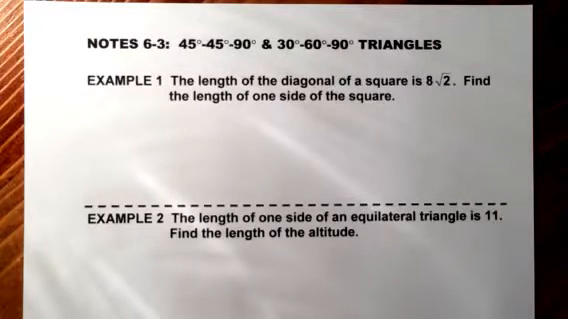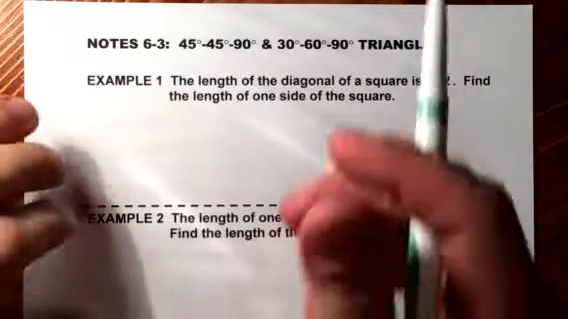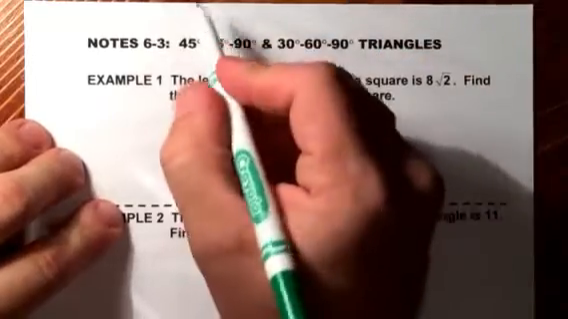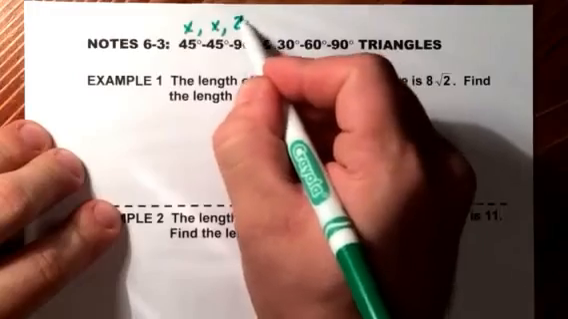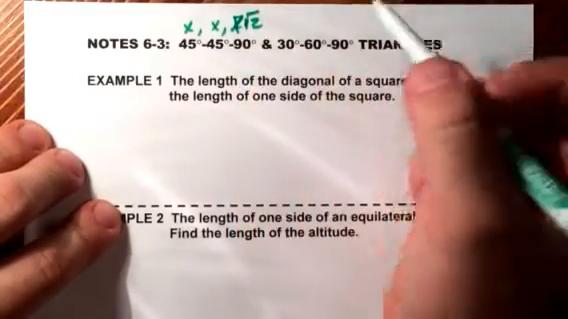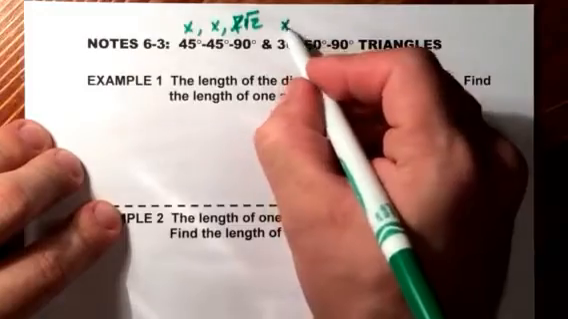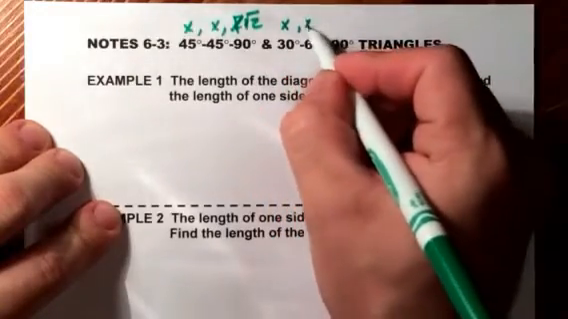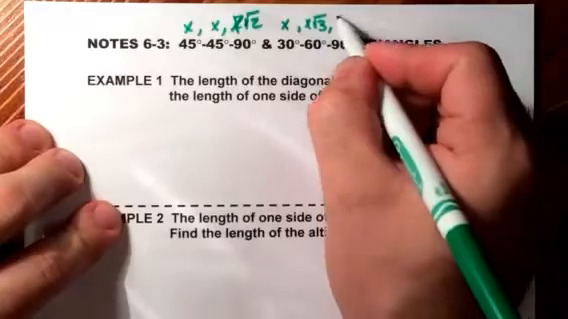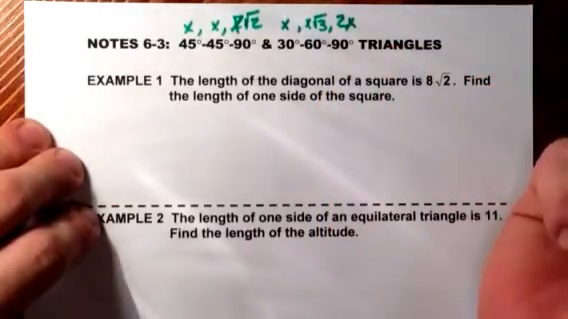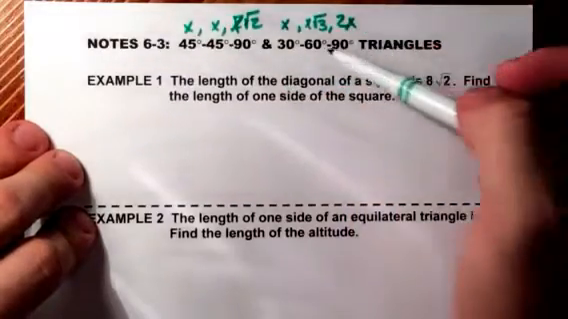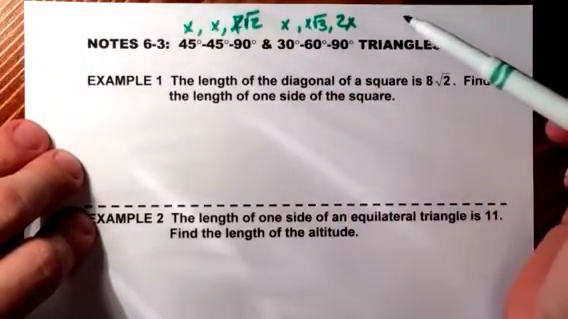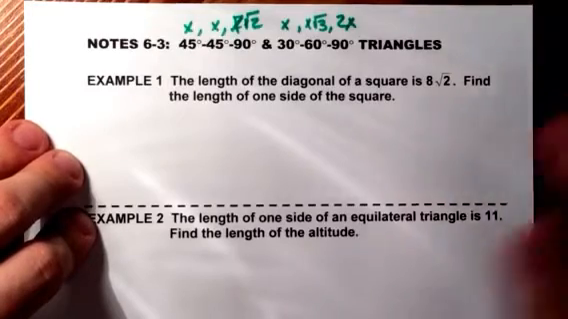Today we'll be talking about special right triangles. In this case, 45, 45, 90 triangles, which have side lengths that are x, x, and x radical 2, respectively, and 30, 60, 90 triangles that have side lengths of x, x radical 3, and 2x, respectively. So, today, you will have to determine, is it a 45, 45, 90 or a 30, 60, 90, and then you're going to have to use the proper rule.